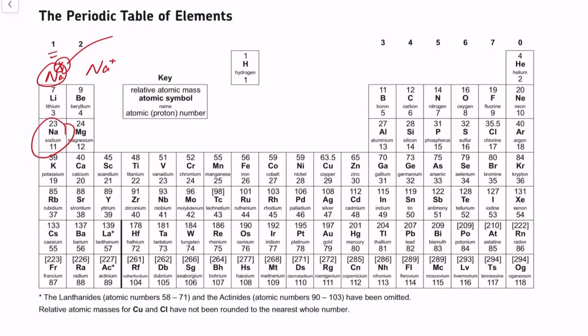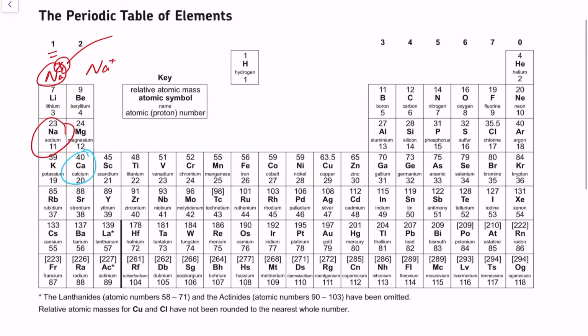Next one, let's talk about calcium. Calcium is in group 2, so that means calcium has 2 electrons in its outer shell. I'm just going to draw it next to it. Calcium with 2 electrons. The same problem: it doesn't have a full outer shell.